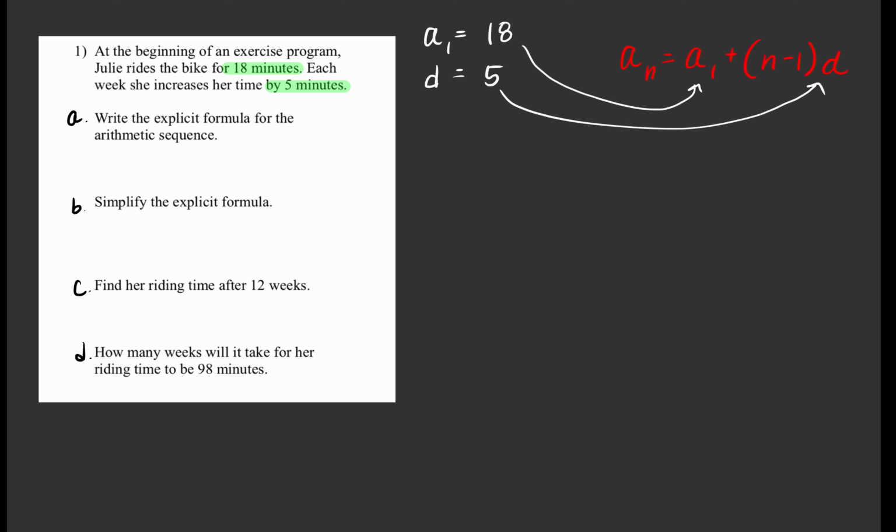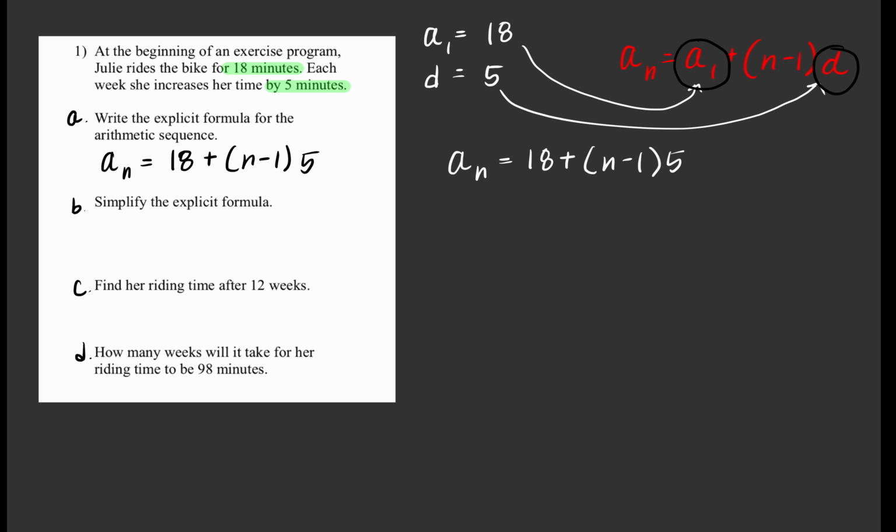So we can write, A of n is equal to 18 plus n minus 1 times D, which is 5. All we did was replace what we know here. And now for part 2, or part B, it's simplify the explicit formula. To simplify the explicit formula, we're going to take what we've already created, which is A of n equals 18 plus n minus 1 times 5. And we're going to distribute the 5.